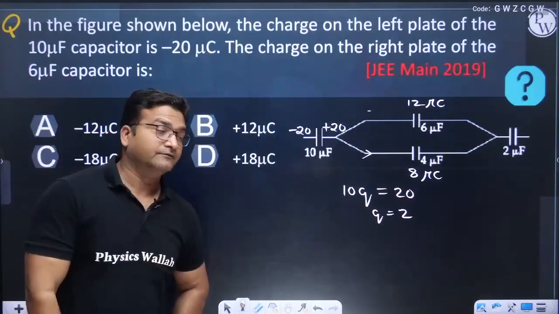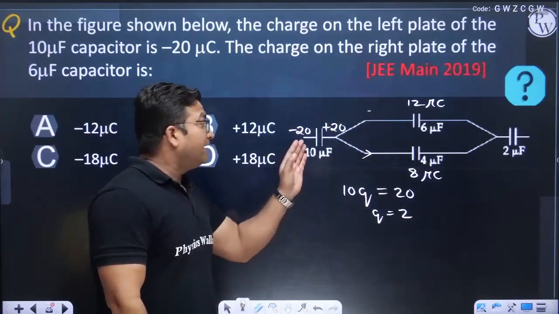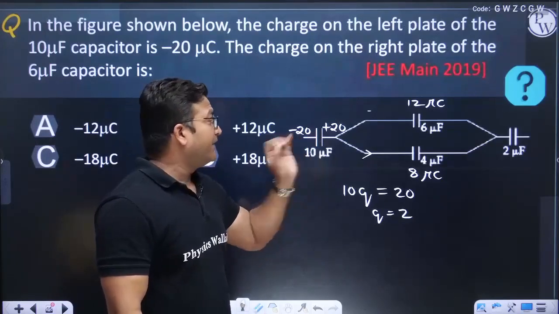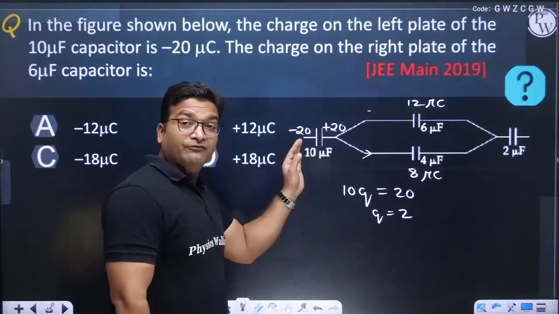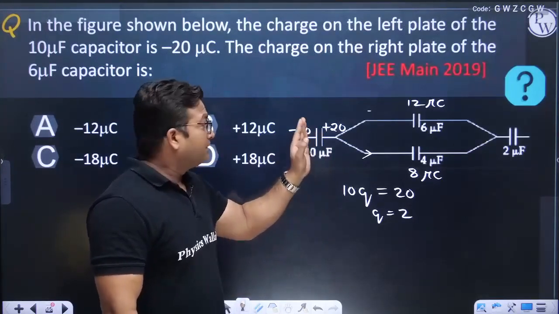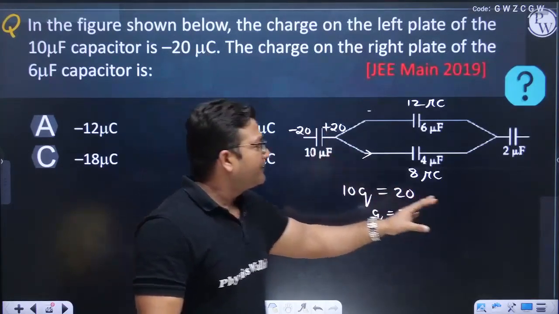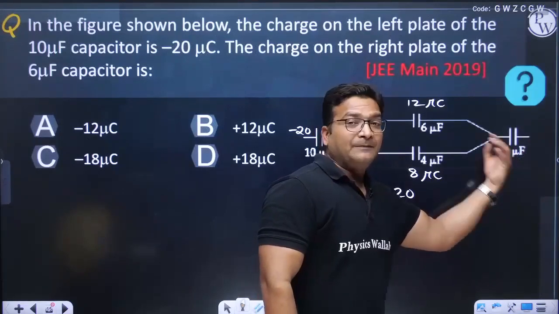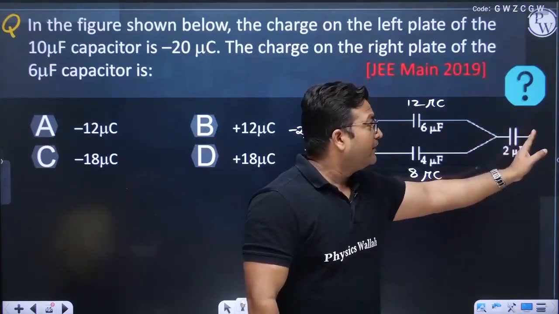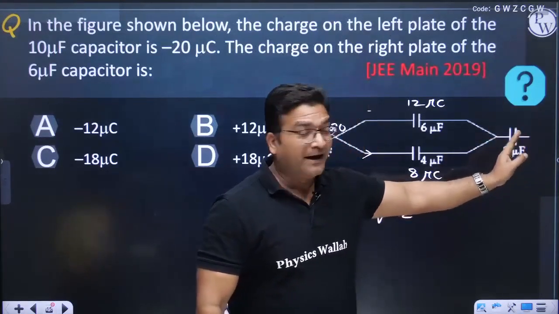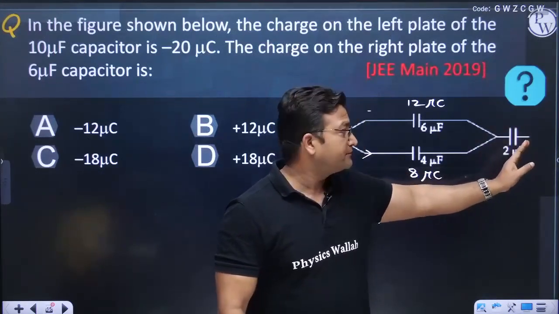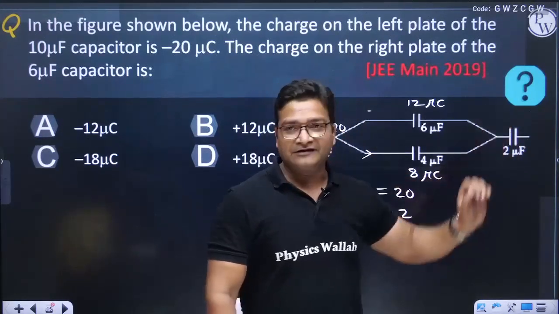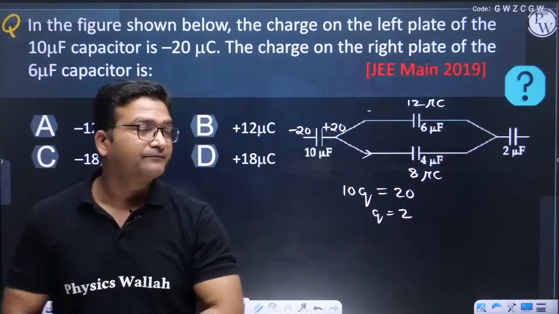And one more thing. If the left plate is negative, it means the right plate is positive. The right plate is positive, it means from here the battery is supplying charge, or you can say on this side the battery's positive terminal is connected. So on every capacitor the right plate must be positive.